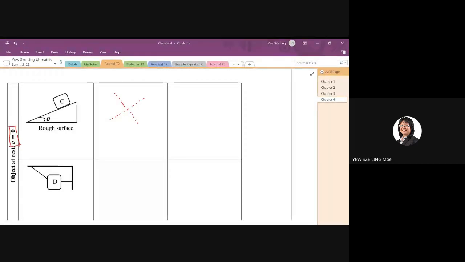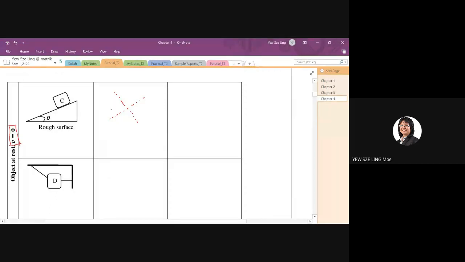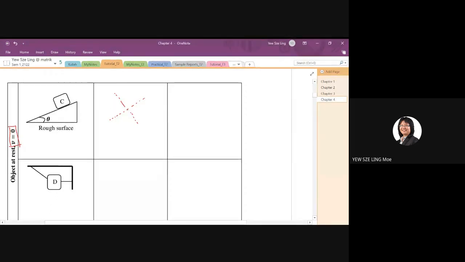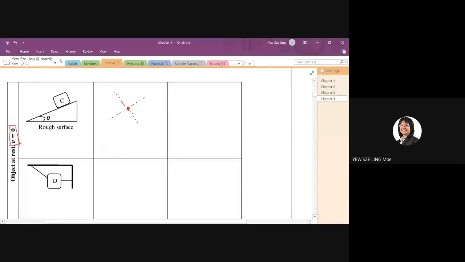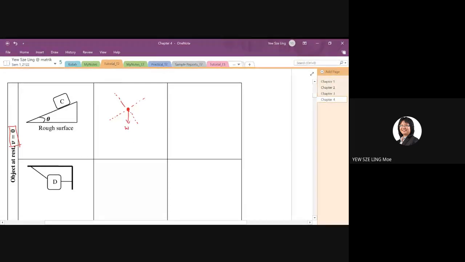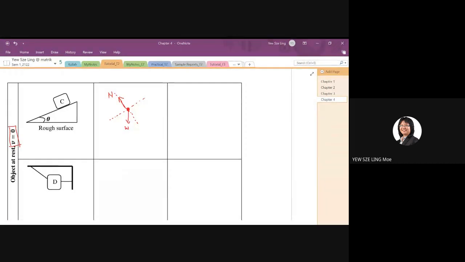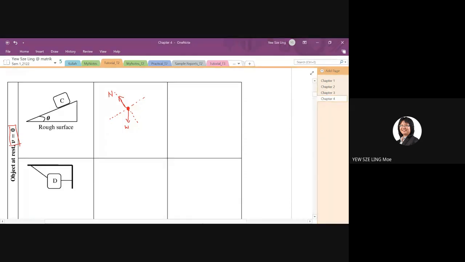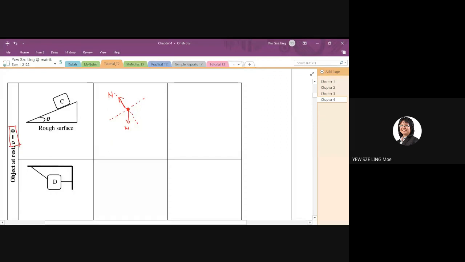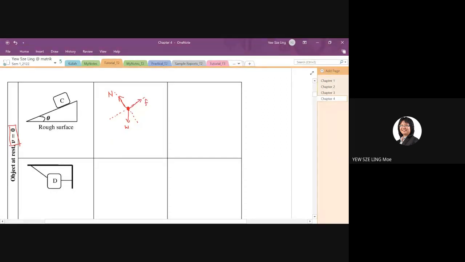So the first force is the weight. So this is the object. Remember to put a dot to represent the object. This object has a weight. Good, that is the correct answer. And then the second thing that your friend gave me is a normal force that is perpendicular to the surface. Again, that is good. So this is a normal force. And then the frictional force, according to the diagram, put it here. That is correct. So this is a correct free body diagram.